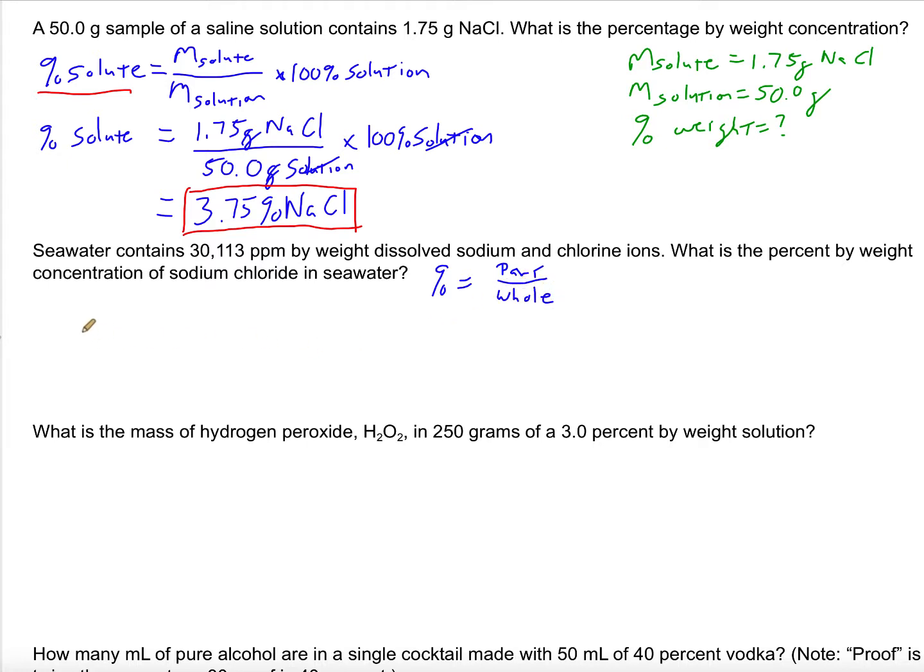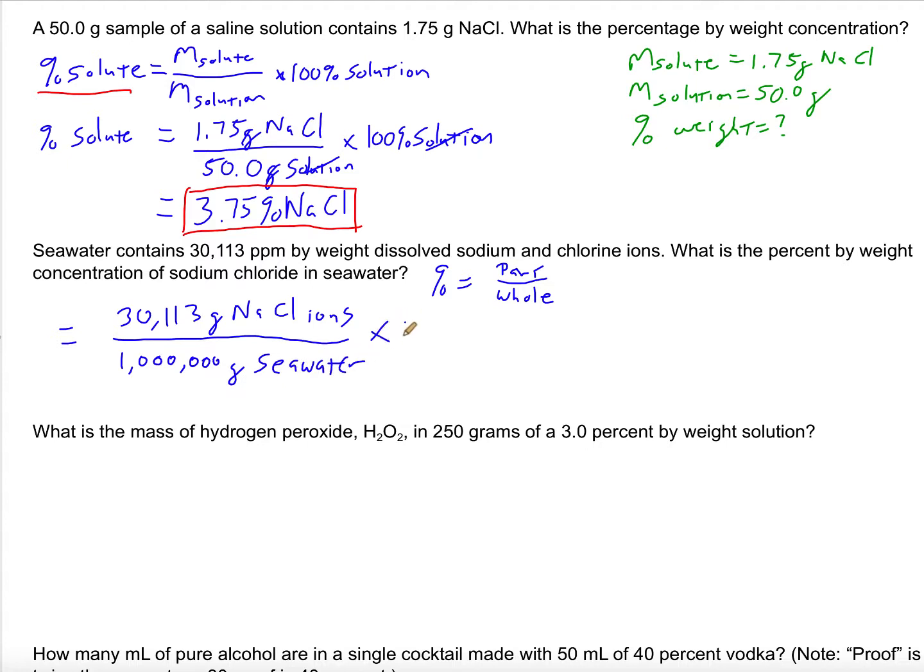Or in this case, it is equal to the part, which is 30,113 grams of sodium chloride ions, divided by 1 million grams of seawater, times 100% seawater.